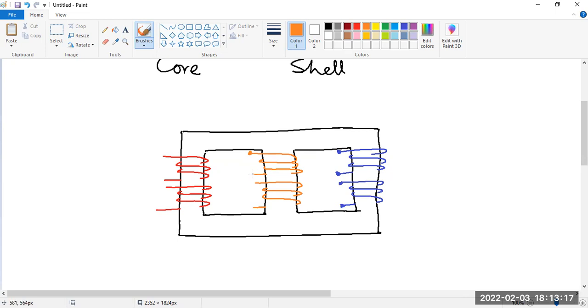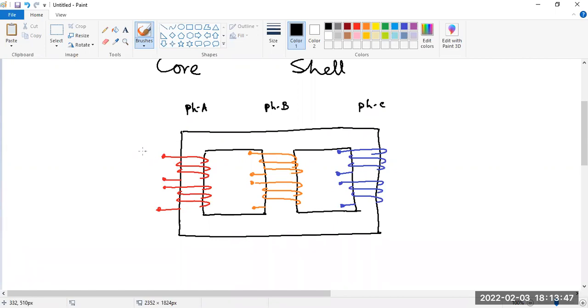So these are the terminals. I'm just marking. So this you can call phase A. This is phase B, and this is phase C. Okay. So that means each phase has two windings and four terminals.